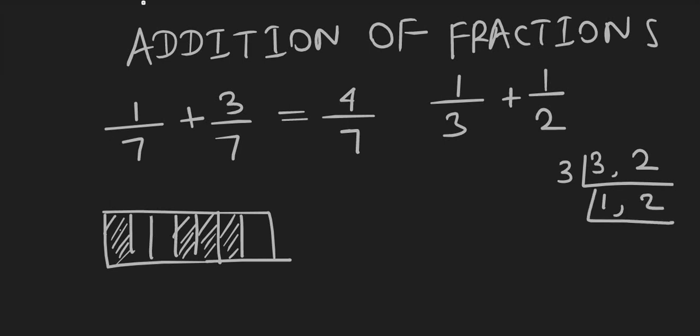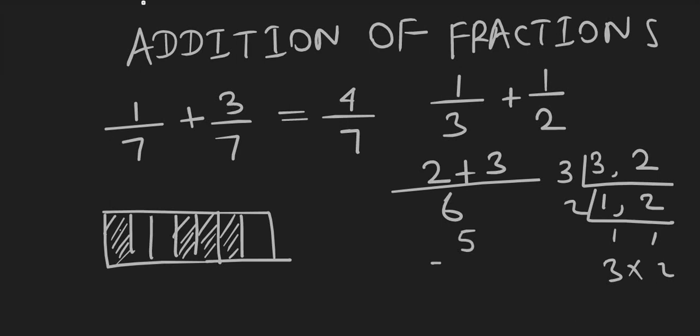So we get 3 into 2, which is 6. So when we have the common denominator, we can then divide the common denominator by the denominator of the first number and multiply it by the numerator. 6 divided by 3 is 2, 2 multiplied by 1 is 2. 6 divided by 2 is 3, 3 multiplied by 1 is 3. Therefore, I get 5 over 6.